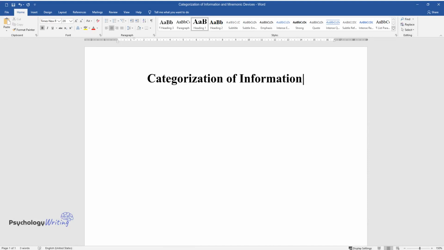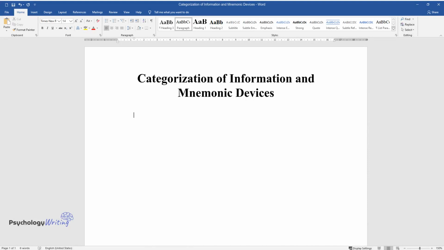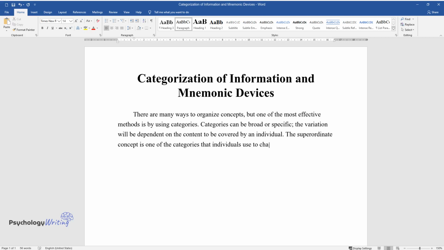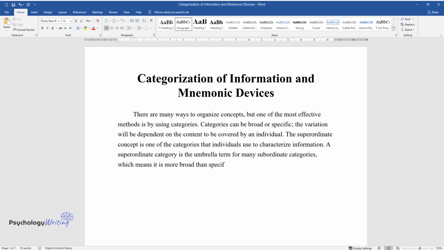Categorization of information and mnemonic devices. There are many ways to organize concepts, but one of the most effective methods is by using categories. Categories can be broad or specific. The variation will be dependent on the content to be covered by an individual. The superordinate concept is one of the categories that individuals use to characterize information. A superordinate category is the umbrella term for many subordinate categories, which means it is more broad than specific.